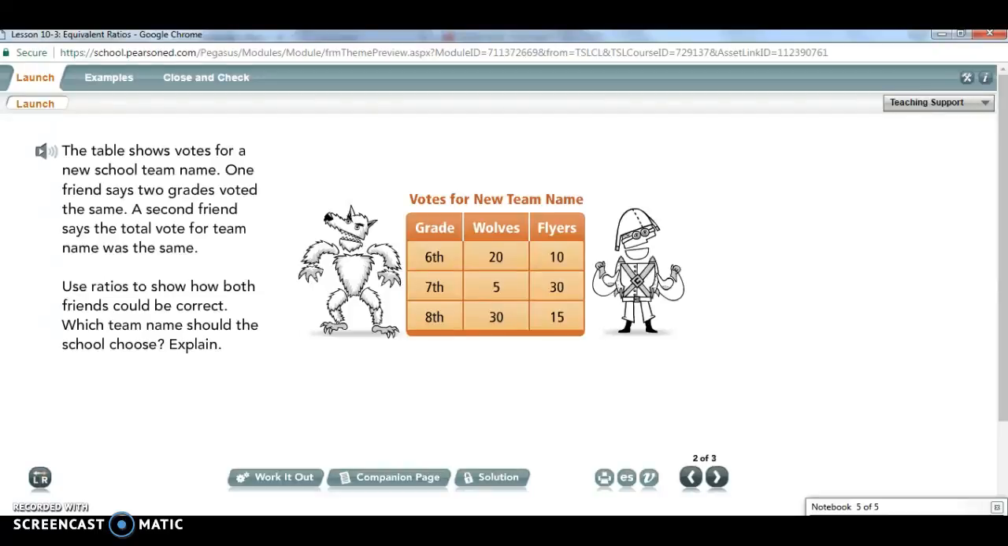We are now in lesson 10-3. We're going to be working with equivalent ratios. We'll start off with the launch problem.